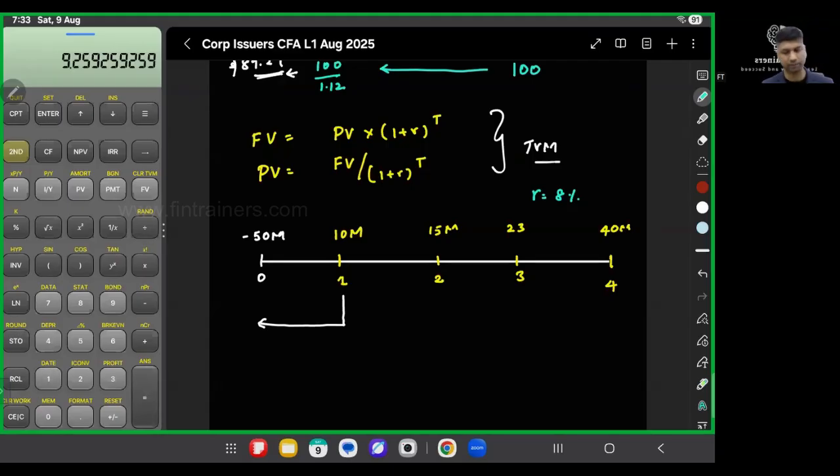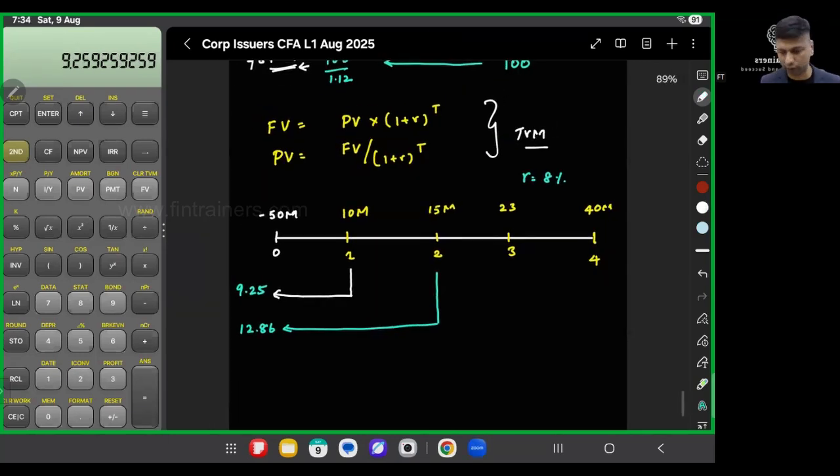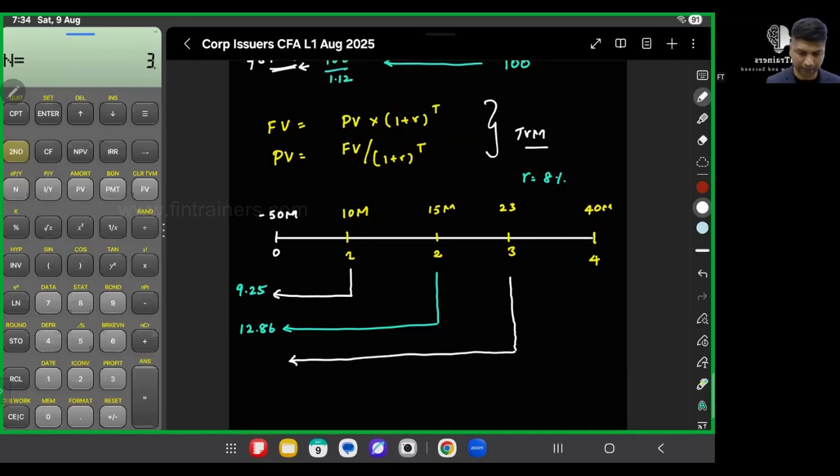Store it in a memory slot. Then the second one is 15 divided by 1.08 squared, and that comes to 12.86. Store in another memory slot. So these are the discounted values. The third one, I want to use my TVM keys because that's usually the safer one to use compared to the formula. My N is 3, I/Y is going to be 8%, we said. Present value is what we are calculating. There's no payment. Future value is 23. Compute PV, it is 18.25.